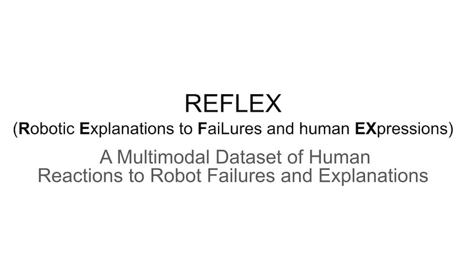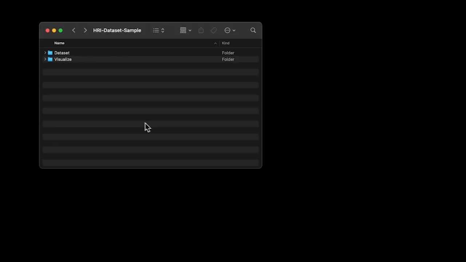This video presents the REFLEX dataset that documents multimodal human responses to robotic failures and corresponding robotic explanations for those failures, with varying explanation levels and different strategies for explanation variation in case of repeated robotic failures in a human-robot collaborative task. The video documents dataset organization and visualization.